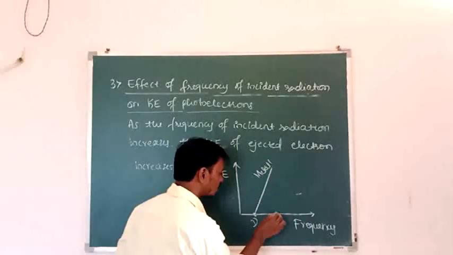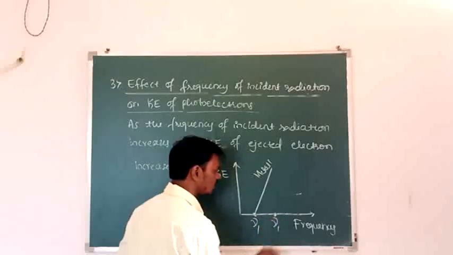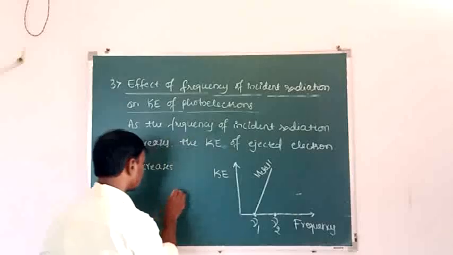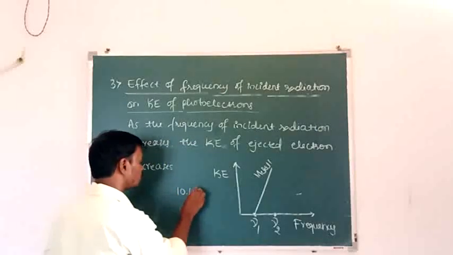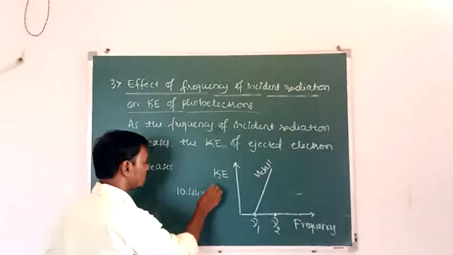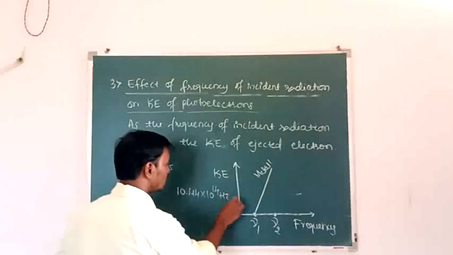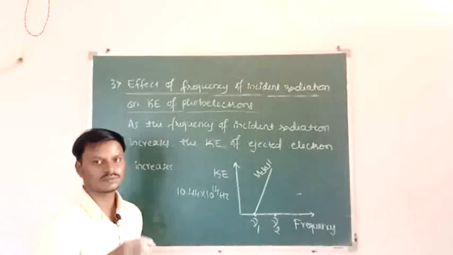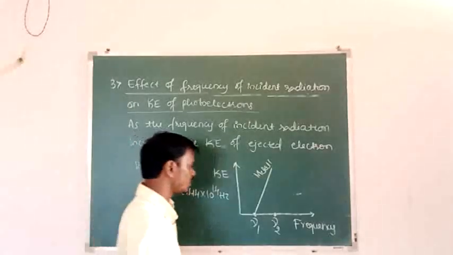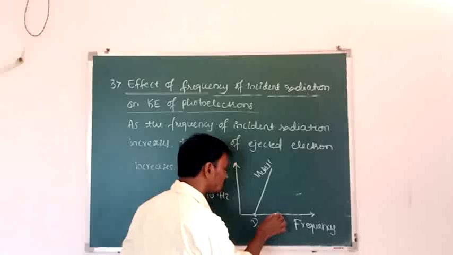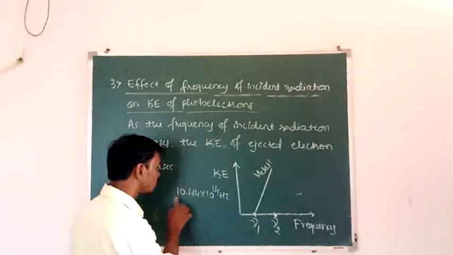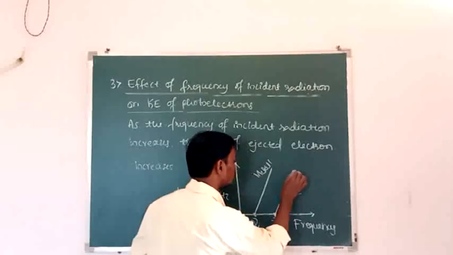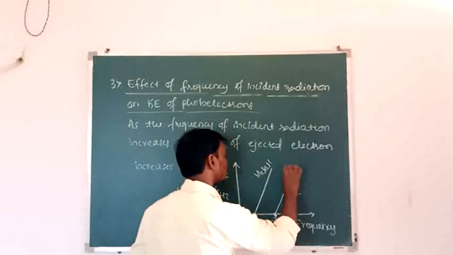Suppose I take another metal, for example zinc. For the zinc metal, what is the minimum frequency required? That is 10.44 into 10 to the power of 14 Hertz. Here visible light is required, but UV radiation is required for the ejection of electron from the zinc metal. If the frequency of incident radiation is greater than this frequency, then the kinetic energy of photoelectron goes on increasing. This is for metal 2.